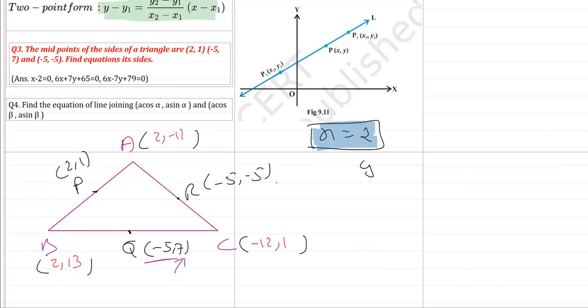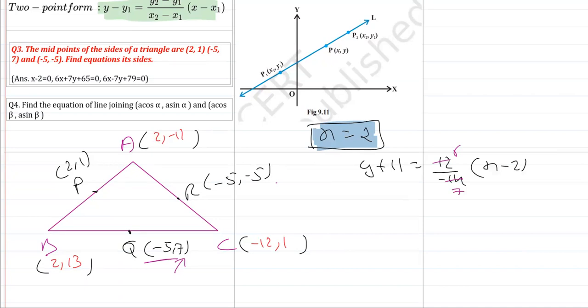Now, next I'm going to obtain the equation of AC using this section formula. The equation is y minus y1. Say this 11 is what I'm taking as y1. So this is minus minus plus, is equal to y2 minus y1, so 1 minus minus 11 is 12. And next x2 minus x1 is minus 12 minus 2, which is minus 14. And that is multiplied by x minus x1, and that is 2. Further, we can reduce this: this is divisible by 6 times and this by 7 times.